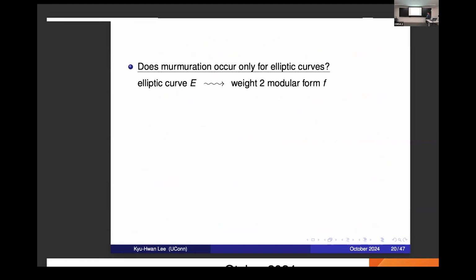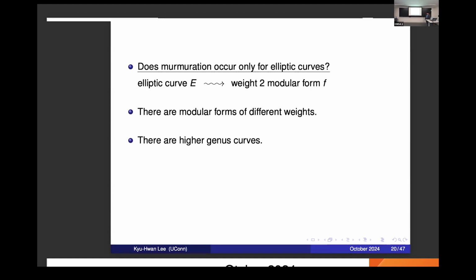And the next question was, does murmuration occur only for elliptic curves? This question is natural, because we remember the modularity theorem. The theorem says an elliptic curve over Q corresponds to a weight 2 modular form. So basically, we are seeing a certain family of weight 2 modular forms in that picture. But we know that there are modular forms of other weights, 4, 6, etc. Then there are also higher genus curves. Elliptic curves are genus 1 curves. So there are higher genus curves. What if we consider these things?